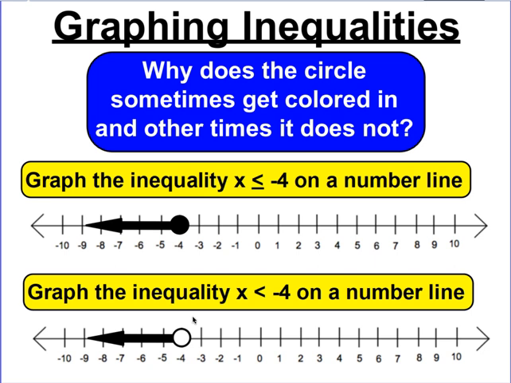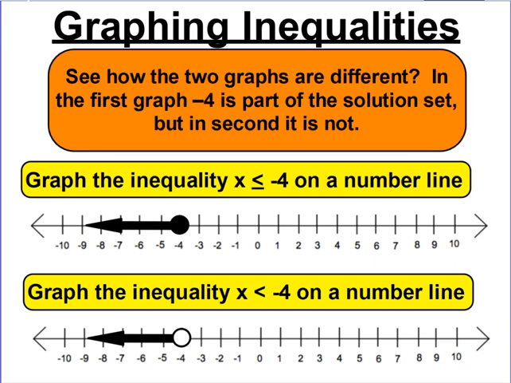So one question you could be asked is, tell me the numbers that are included in one solution set but not the other, and you would just say -4 is included in the top one but not the bottom one. Okay? So, this is what I just said about the graphs being different. -4 is part of the solution set in the first graph, but not the second one.